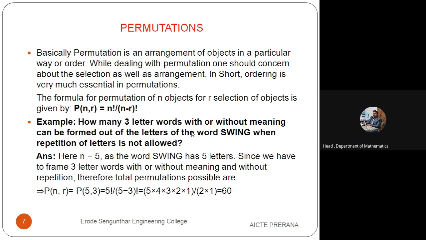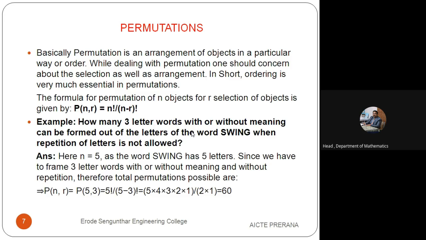The next important topic is permutations. Basically, a permutation is an arrangement of objects or things in a particular order. While dealing with permutations, we should be concerned with the selection as well as the arrangement. Here, ordering is very important in permutations. We denote permutation by nPr or P of n comma r.